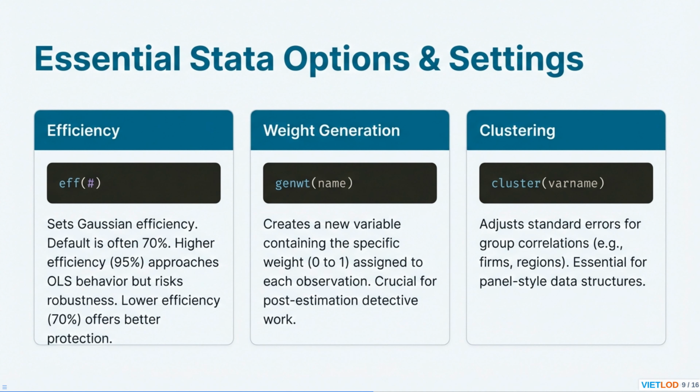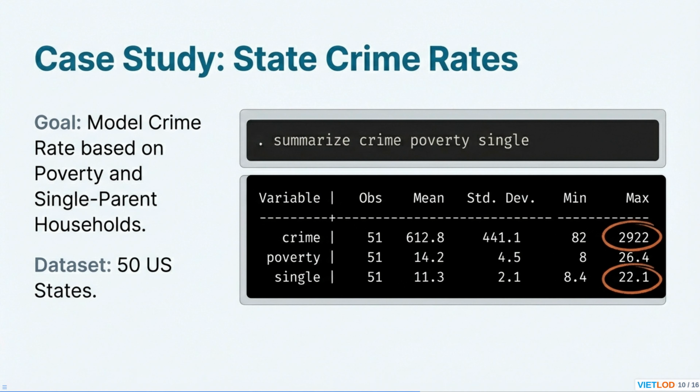For our case study, we'll analyze a dataset comprising 50 U.S. states plus Washington, D.C. Our objective is to model the crime rate using two key predictors, the poverty rate and the percentage of single-parent households. Looking at the summary statistics displayed, we can immediately identify some red flags. Notice the maximum crime rate of 2,922, which is significantly higher than the mean of 612.8. Similarly, the maximum values for poverty at 26.4 and single-parent households at 22.1 are also quite elevated compared to their respective means. These wide ranges and extreme maximums strongly suggest the presence of potential outliers within our dataset.